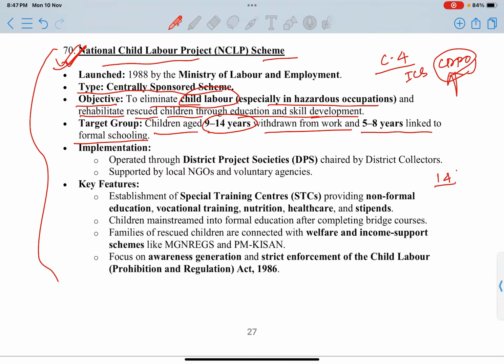Up to 14 years. Okay. So now tell me, in the movies and web series, there are children working below 14 years, like 6 years, 7 years, 8 years. So how are they working? Is it not violating the Child Labour Act?